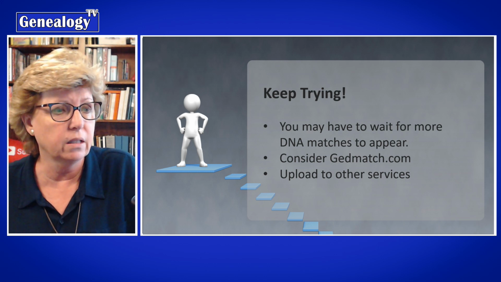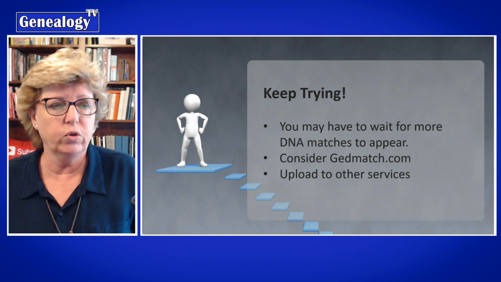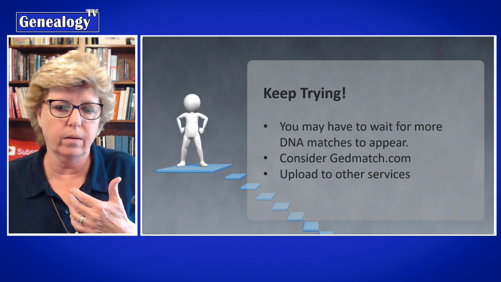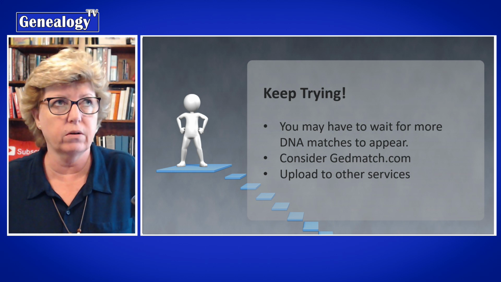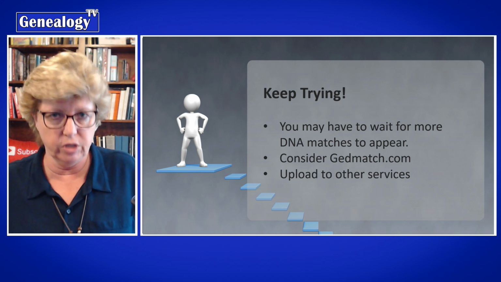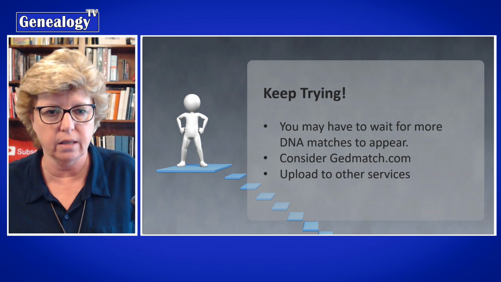And so, well, that's it. You can upload to other services and cast a wider net if you are not getting enough cousin matches. Now, if you're doing this on another service, other than Ancestry, you might consider using Ancestry because they're going to have more cousin matches. They've got a bigger database than anybody else out there.